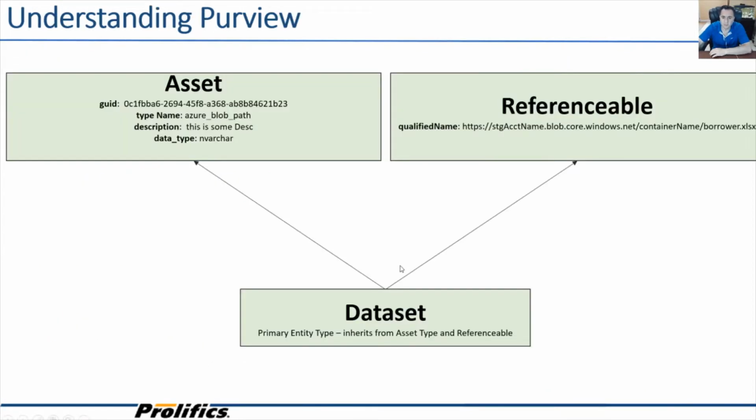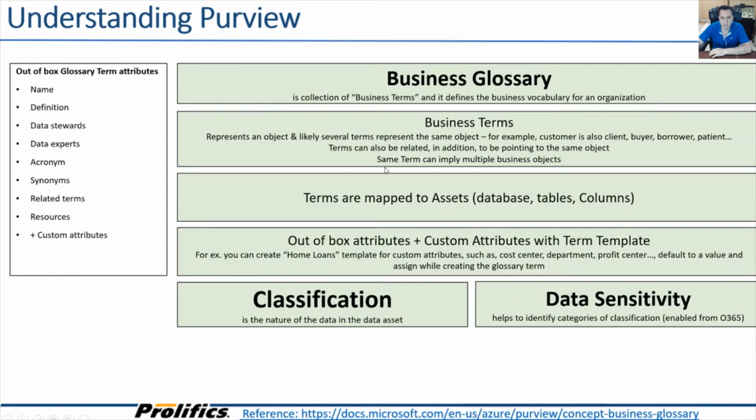Now, you can think of Dataset as the primary entity type which inherits from asset types and referenceables such as database tables. Now I have some required attributes that are needed to retrieve or update an entity. This slide is mostly business lingo, but what I want to highlight here is that there are some attributes that are out of box, and there are some custom attributes that you can add as needed. I hope this puts a context into what we're going to do next. Let's keep going.